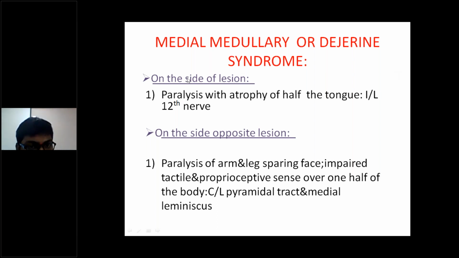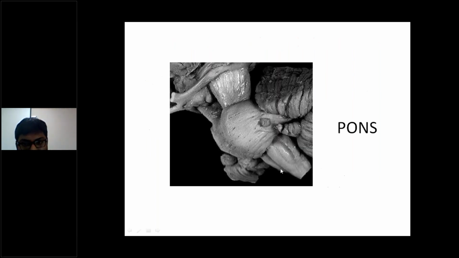On the side of the lesion, the 12th cranial nerve, the hypoglossal, is affected, so there is hypoglossal paralysis with atrophy of the tongue. On the opposite side of the lesion, there is paralysis of the arm and leg, sparing the face, because the 7th and 5th cranial nerve nuclei are not affected. There is impaired tactile and proprioceptive sense for one half of the body due to involvement of the medial lemniscus. Pons we will discuss in the next session.